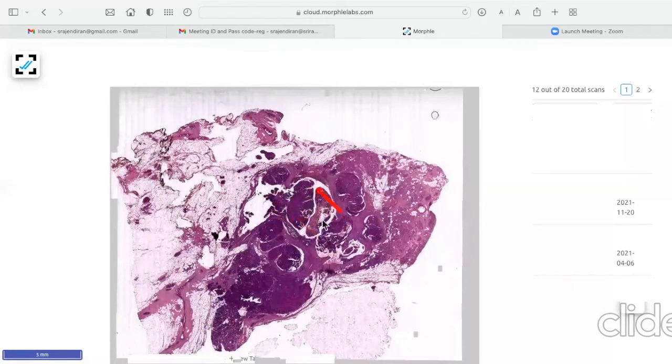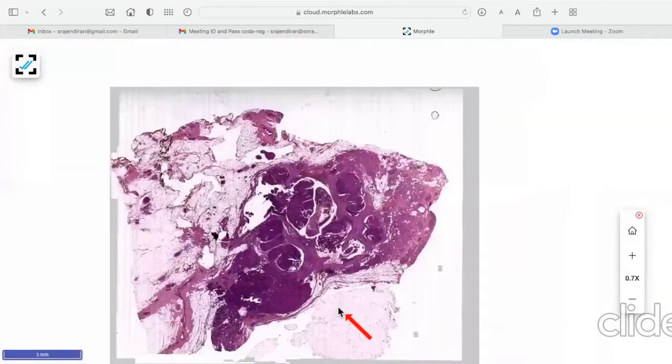There is some papillary pattern going on. Some lobular pattern is there. Some other pattern is there with adipose tissue. These are all adipose tissue. This is the margin. The margin is negative. So much information you can get by looking at the slide with the gross eye. Then go to high power.